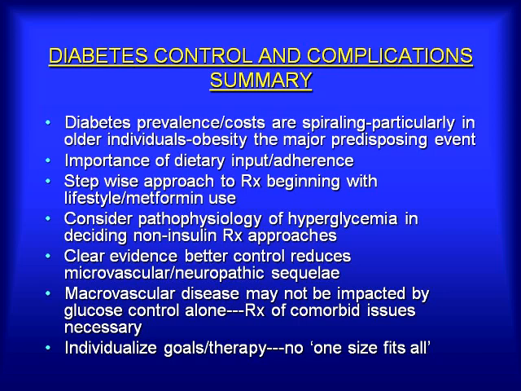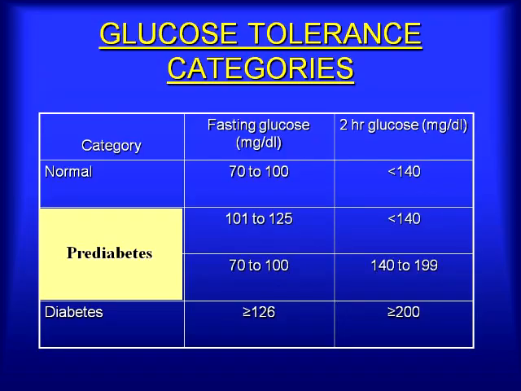There's clear evidence that better control improves the patient from the microvascular and neuropathic standpoint. The macrovascular disease may not be impacted if all you're treating is the glucose alone. You need to treat the comorbid problems and be equally vigorous. You need to individualize these goals. There's, again, no one size fits all, and that we're becoming aware of. And in the past, we used to think one size fits all, everybody has to do the same thing. Not necessarily true.